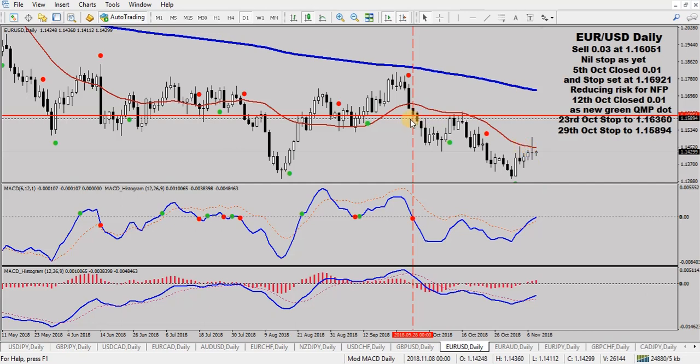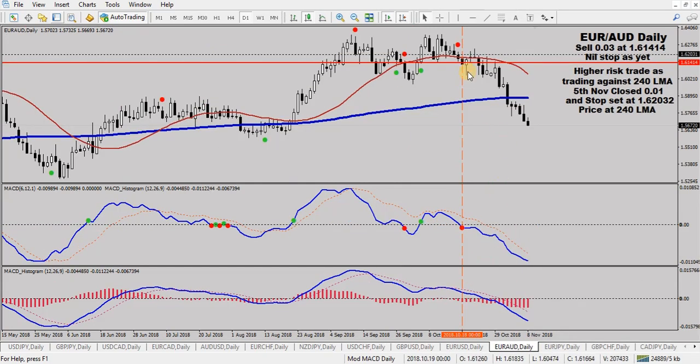Euro USD in a sell back here, already closed out 2/3 of it, got a stop in place below the entry level. Fast MACD is very close to crossing the zero level, so I might be reversing anyway tomorrow. Euro Aussie and a sell back here, going nicely. I think I closed one when it got to the 240 LMA and it broke through that nicely, heading down still. So that's a good trade, still got 2/3 of that trade on.